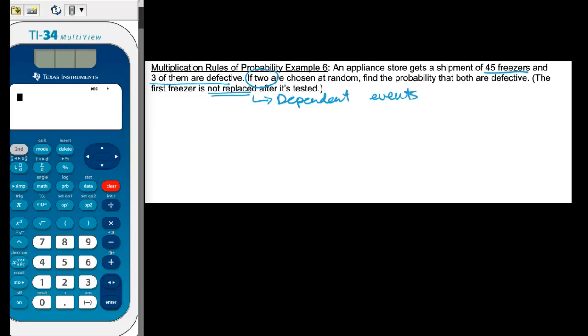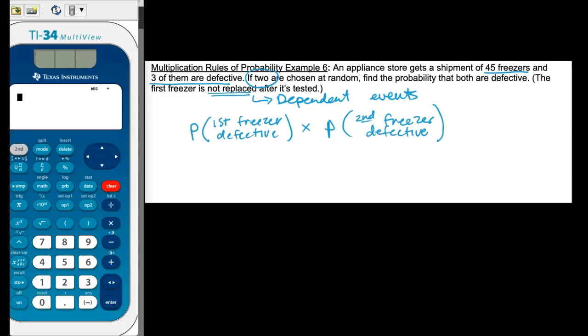So I'm going to find the probability of the first freezer being defective times the probability of the second freezer being defective, assuming that we didn't replace this first one. So let's look at the first freezer. If we have 45 freezers and 3 of them are defective, there's a 3 out of 45 chance that that first freezer is going to be defective.